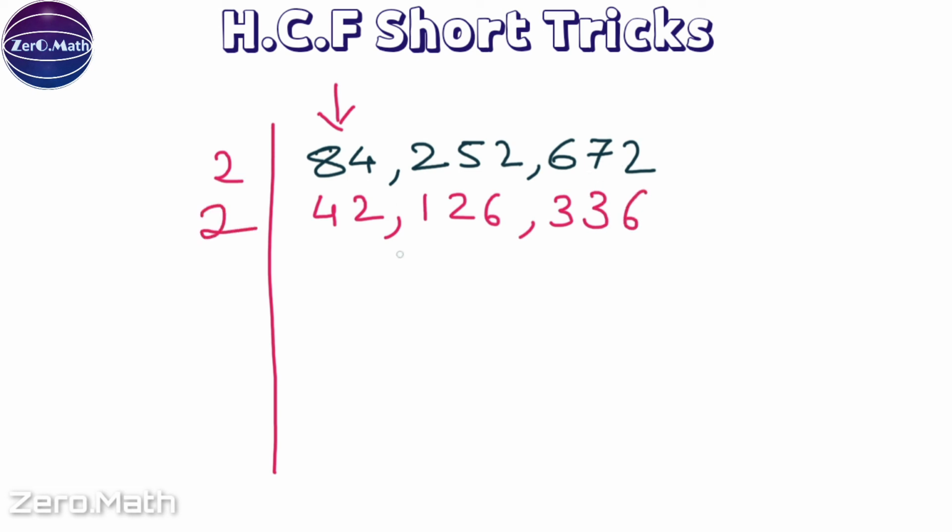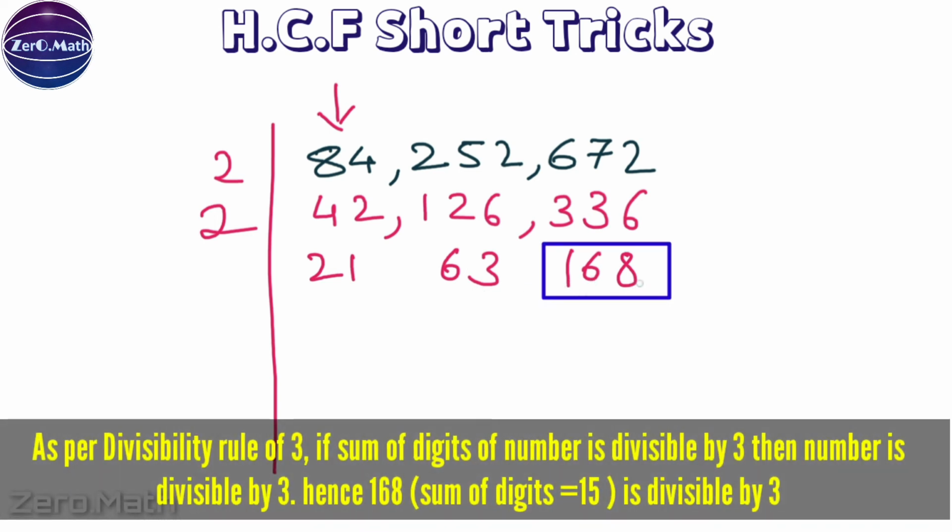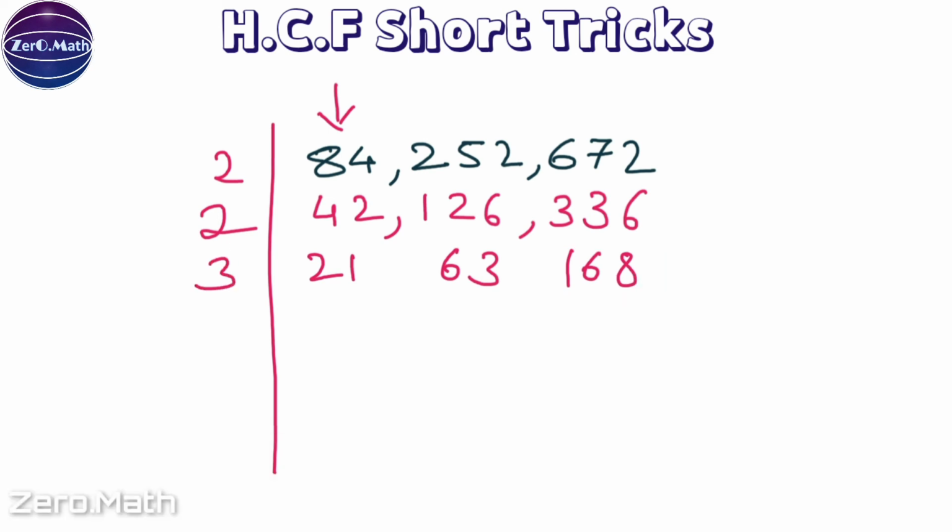So again the common factor will be 2. So it will be 21. This is 63 and this is 168. Now you can see 2 cannot be a common factor over here as all numbers are not even. So let's see whether all numbers are divisible by 3. So yes, 21 and 63 are divisible by 3. And 168, if we sum all the digits, we will get 15. So yes, 15 is divisible by 3. Hence 3 is a common factor.